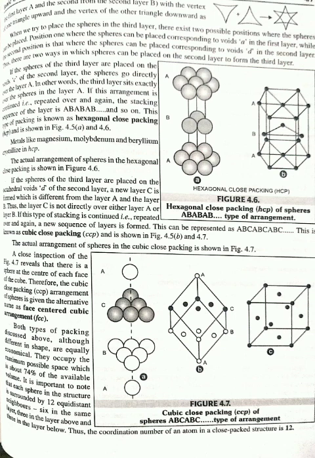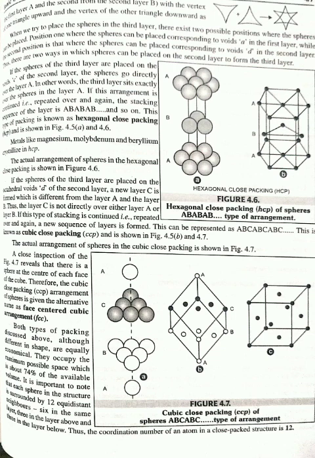The actual arrangement of spheres in the cubic close packing is shown in figure 4.7. A close inspection of figure 4.7 reveals that there is a sphere at the center of each face of the cube. Therefore, the cubic close packing (CCP) arrangement of spheres is given the alternative name face-centered cubic (FCC) arrangement. Both types of packing discussed above, although different in shape, are equally economical. They occupy the maximum possible space, which is about 74% of the available volume.